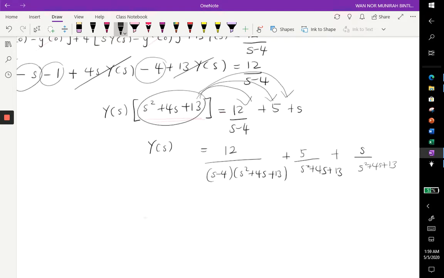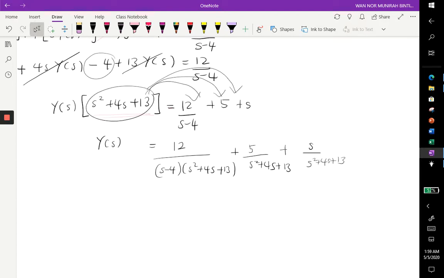Alright, so go back to our question. Our question is y double prime, which is a function of t, so our solution must be y(t) now. So this is our goal. We want to find y(t). But you have Y(s). So how to get y(t)? Yes, we need to take the Laplace inverse of Y(s).